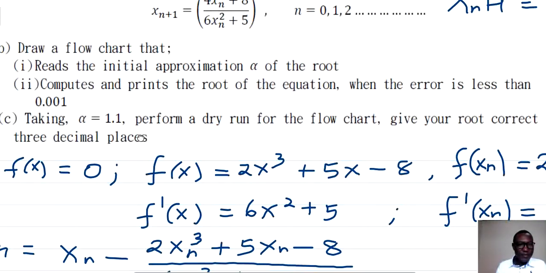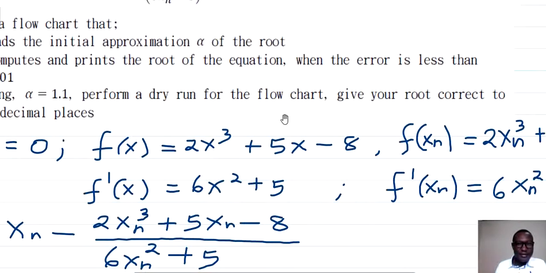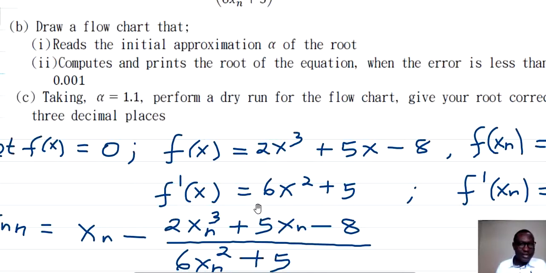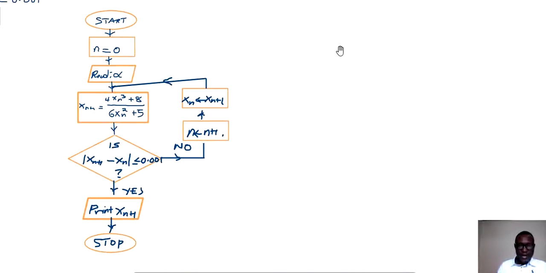So this here is our flowchart, and we have to use this to perform a dry run. And now part C, taking alpha, the initial approximation, as 1.1, we need to perform a dry run for the flowchart, and then we have to give our answer to 3 decimal places. Let's get started.